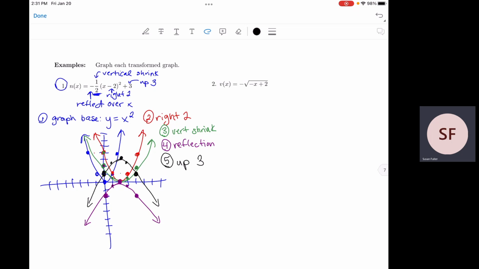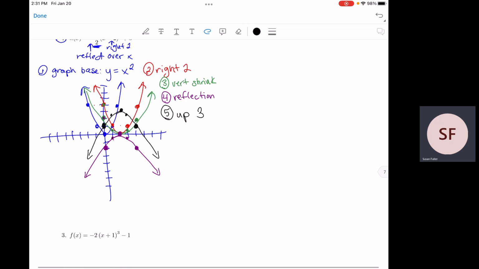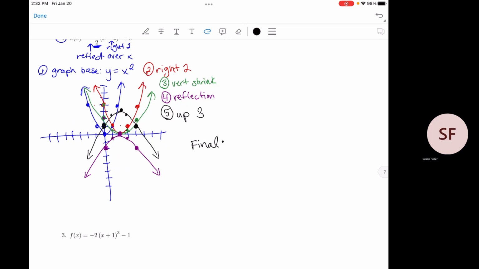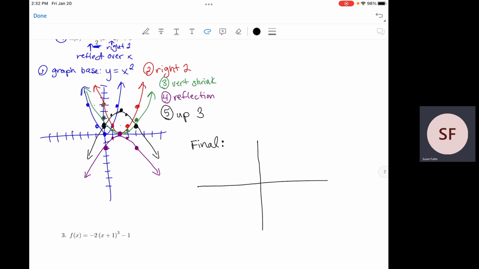All right. I have now done all of my transformations. This black one is the correct one. And because there's so many different parabolas on here, I'm going to make a clean version of this. And I'm going to just redraw my final answer so that it's clear.